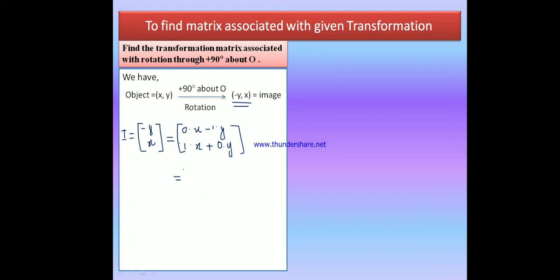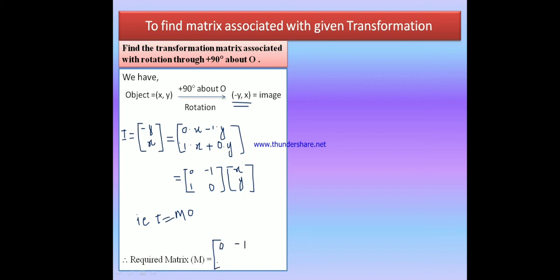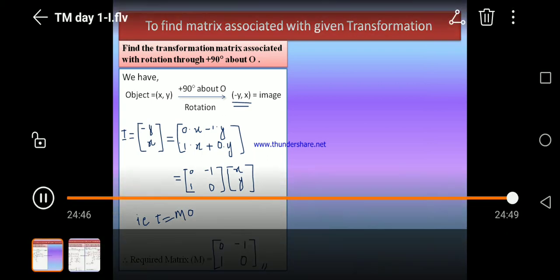After that we'll decompose this now into two matrices. One is the matrix of coefficients, another is the matrix of variables. So now we are comparing this process with one of the formulas, that is I equals to MO. Then from here when we compare, you can see a 2 by 2 matrix, that is the transformation matrix, which is the required matrix M: 0 minus 1, 1 0. A similar process works for almost all questions if you need to calculate a transformation matrix.